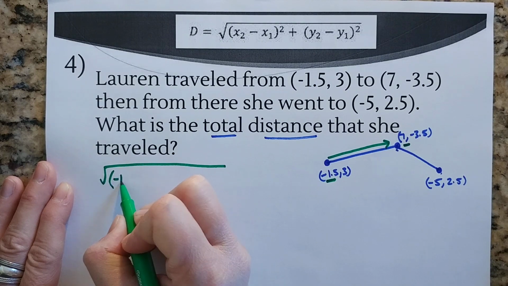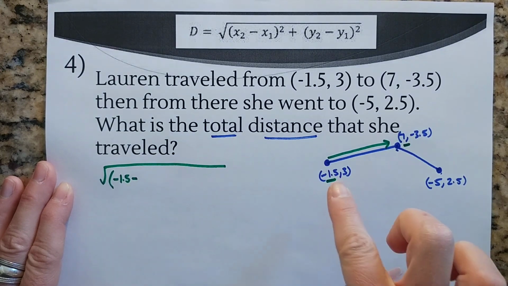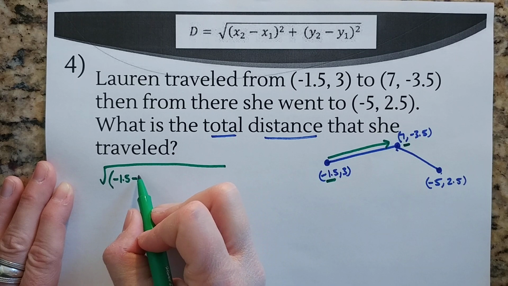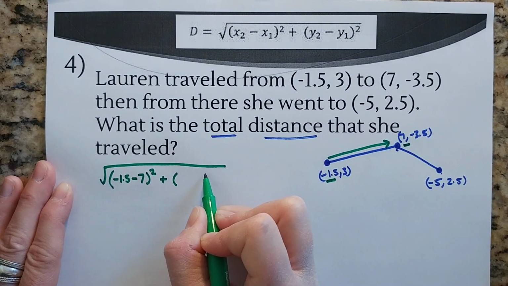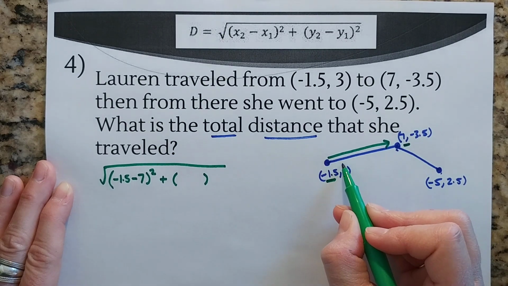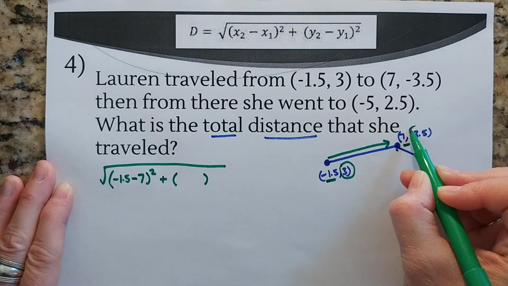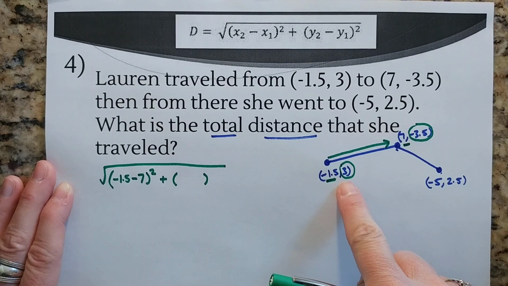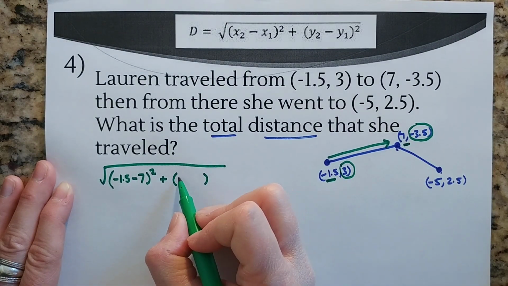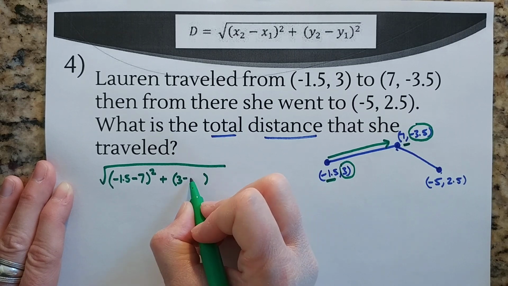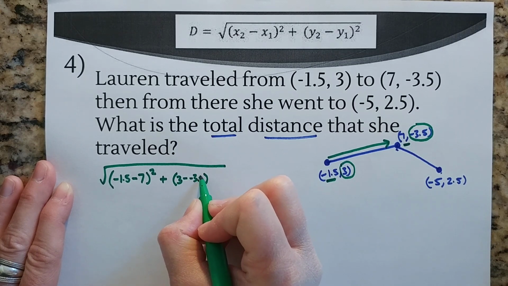So I've got negative 1.5, subtract 7, squared, plus, now let's go ahead and do the y's. So here I have 3, and I have negative 3.5. So again, 3, subtract a negative 3.5. And then squared.